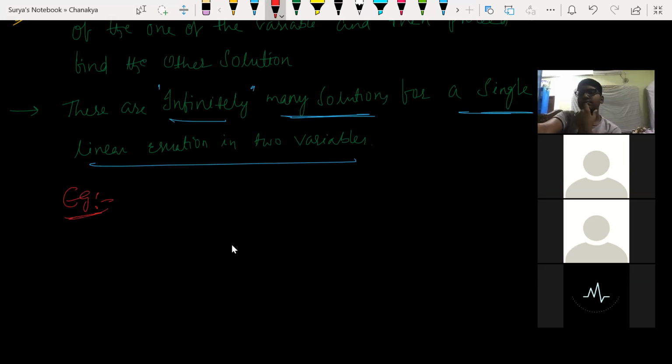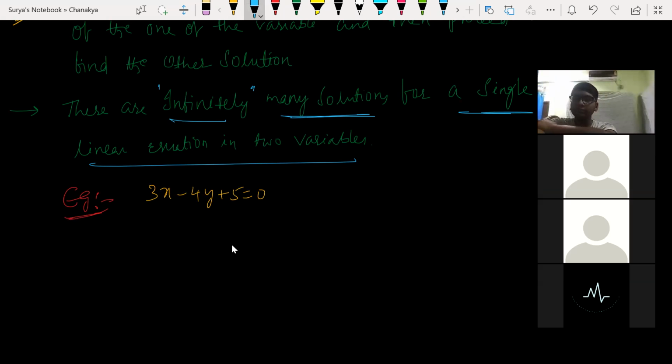Let me take an example. Let us say 3x minus 4y plus 5 is equal to 0. Let me check whether this is a linear equation in two variables or not. It is a linear equation in two variables. What are the variables we have here? x and y. So now I do not know the x value or the y value. I do not know any value.